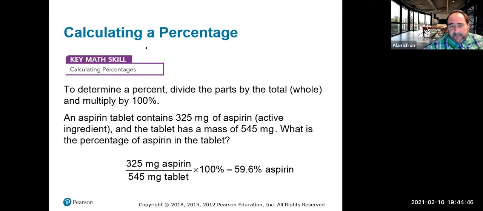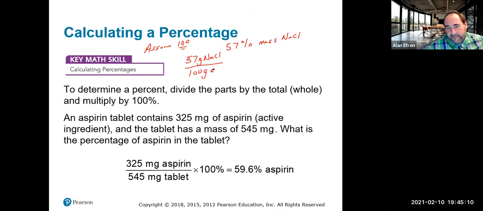So usually, as we talked about today as well, assume 100 of something, and that just keeps the numbers really easy. Again, as we saw today, if you were 57% by mass, that basically means, we'll say it's sodium chloride, that you basically have 57 grams of sodium chloride in say 100 grams of the solution. And that's a conversion factor, so you could do it the other way as well.